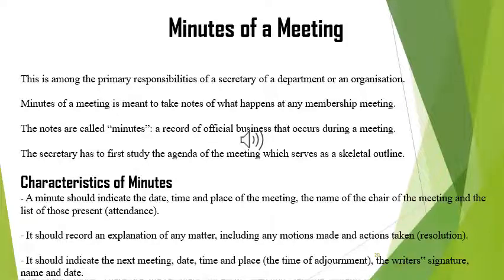After mentioning the time that this meeting closed, it will start at a certain time and it will end at a certain time. So when you are starting the writing of the minutes, after the attendance, you will say perhaps the chair opened the meeting at, or the chair declared the meeting open at so and so time. And then at the end, you say the meeting was adjourned at so and so time. Then you put your signature, that is you, the writer of the minutes. You sign the minutes, you write your name, and you write the date.